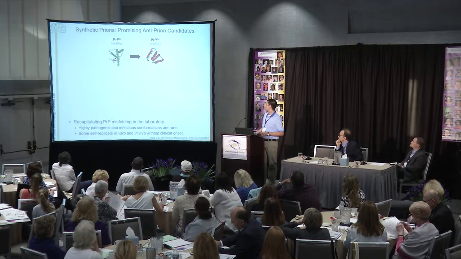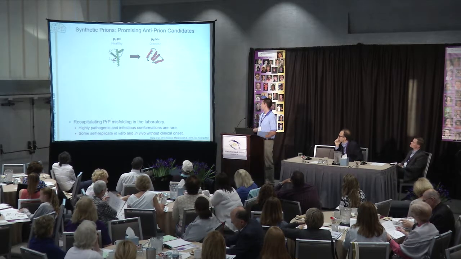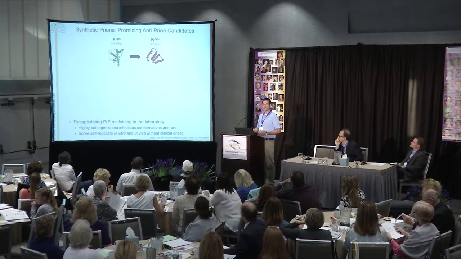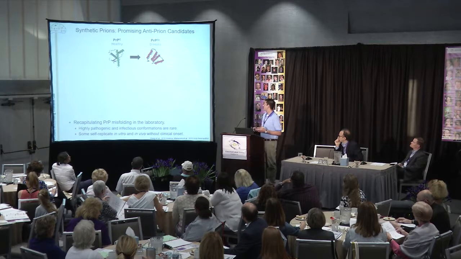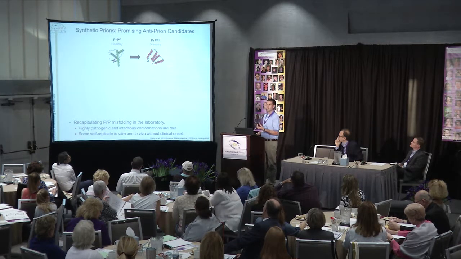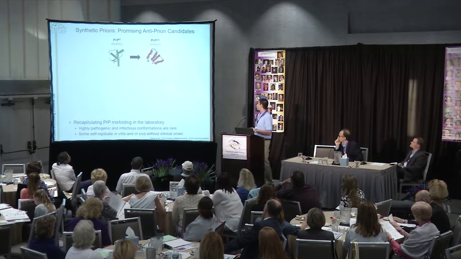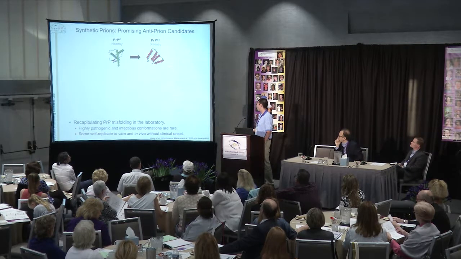So when we're looking at candidates for the antiprion, what became very attractive were synthetic prions. Throughout the past 20 years, it's been a huge goal in the field to try to recapitulate the conversion of PrPC to PrPSc straight in a test tube and try to make an infectious product. And in doing this, a lot of different methods have been used.